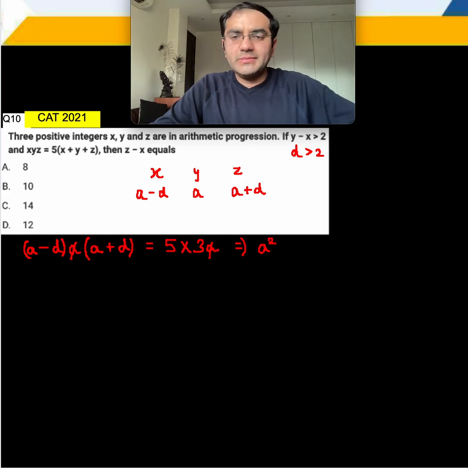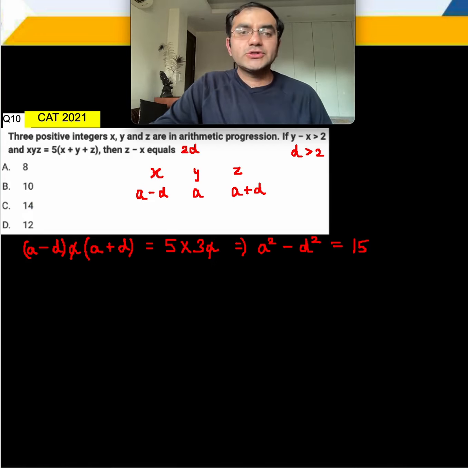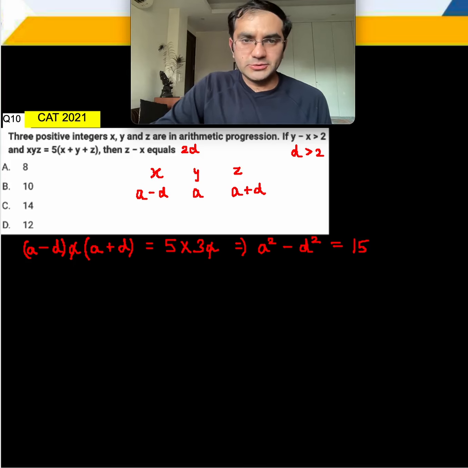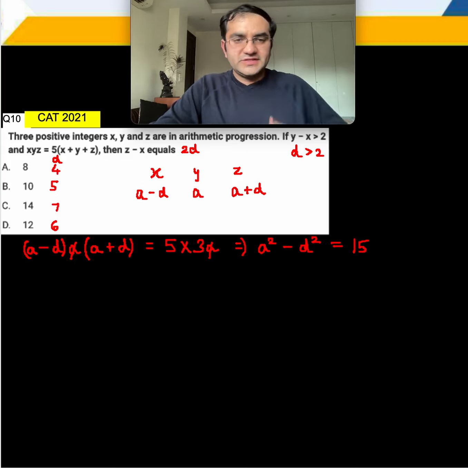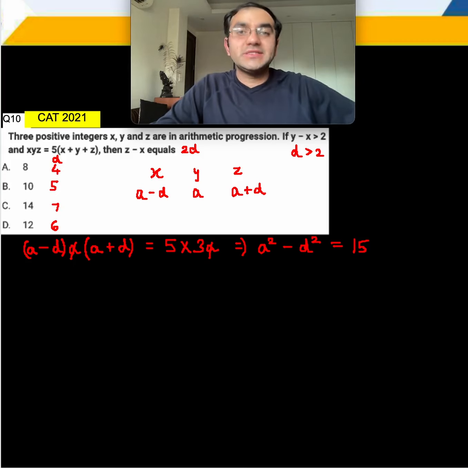So a square minus d square is given as 15. What do you have to calculate? You have to calculate z minus x, the third term minus the first term, that's 2d. The options have given you the values for 2d. So if 2d is 8 according to option A, then d becomes 4. Then 10's half is 5, 14's half is 7, 12's half is 6. And a is an integer, so a square is a perfect square.